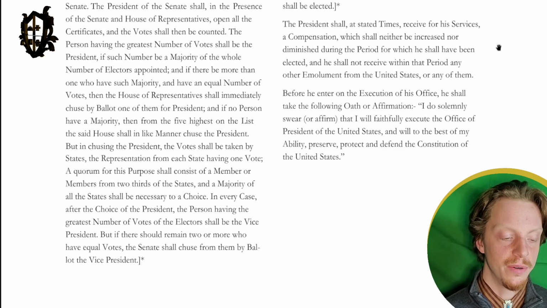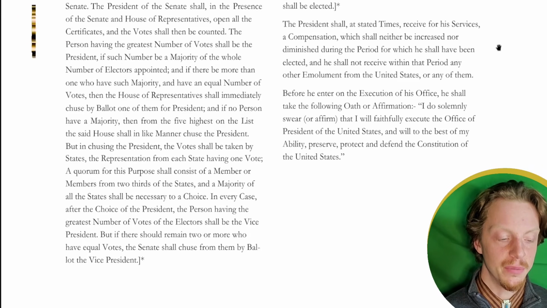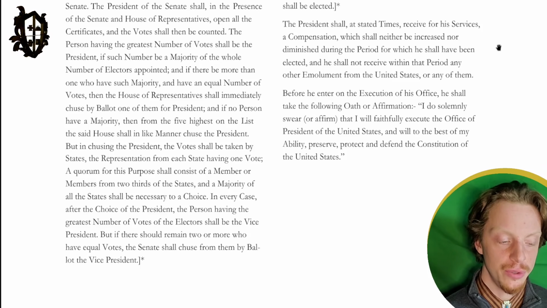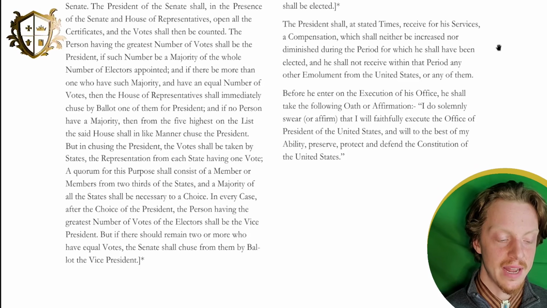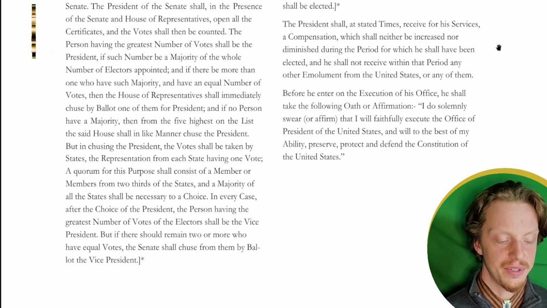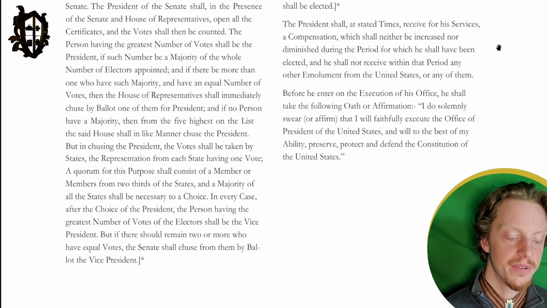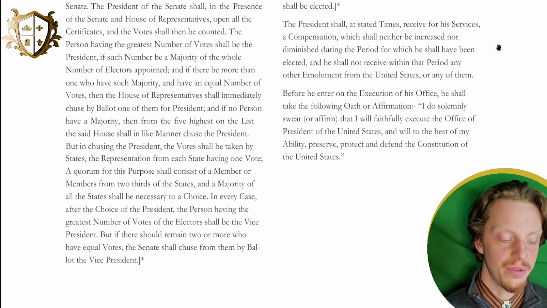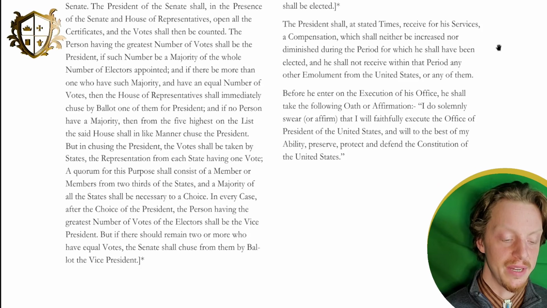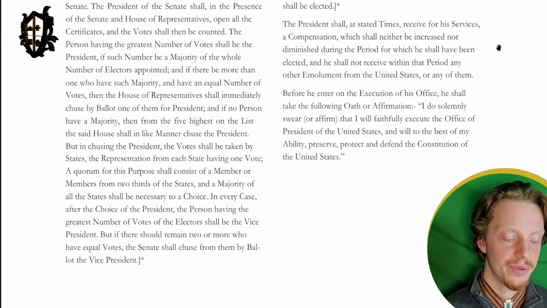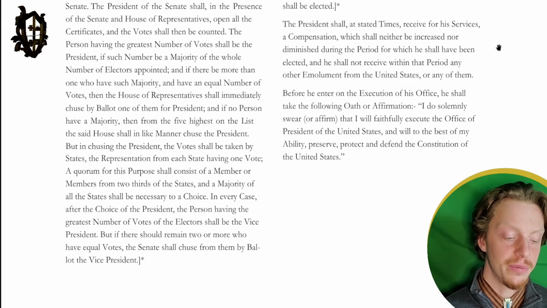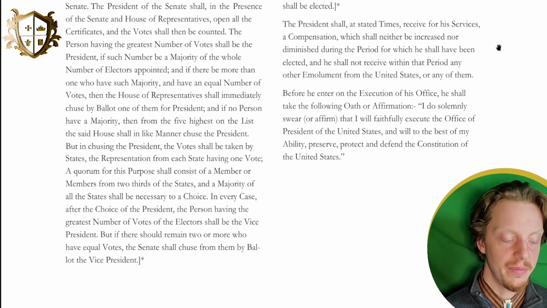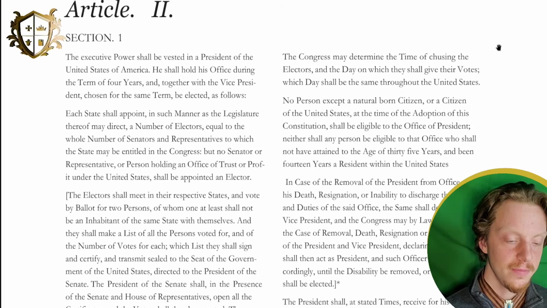And if there be more than one who have such majority and have an equal number of votes, then the House of Representatives shall immediately choose by ballot one of them for President, and if no person have a majority, then from the 5 highest on the list, the said House shall in like manner choose the President. But in choosing the President, the votes shall be taken by states, the representation from each state having 1 vote. A quorum for this purpose shall consist of a member or members from 2/3 of the states, and a majority of all the states shall be necessary to a choice. In every case, after the choice of the President, the person having the greatest number of votes of the electors shall be the Vice President. But if there should remain 2 or more who have equal votes, the Senate shall choose from them by ballot the Vice President.